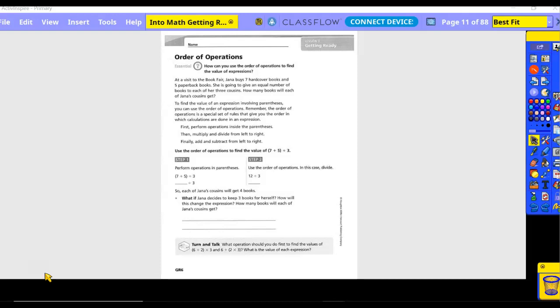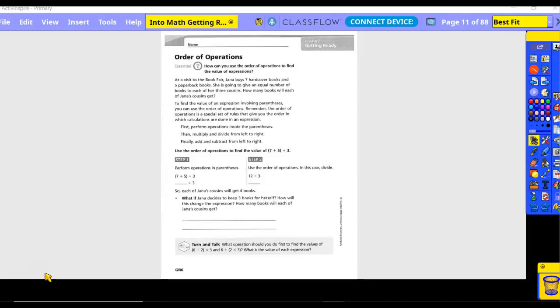Jonna buys 7 hardcover books and 5 paperback books. She is going to give an equal number of books to each of her 3 cousins. How many books will each of Jonna's cousins get? To find the value of an expression involving parentheses, you can use the order of operations. Remember, the order of operations is a special set of rules that give you the order in which calculations are done.